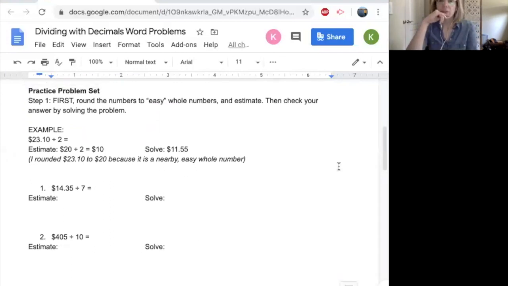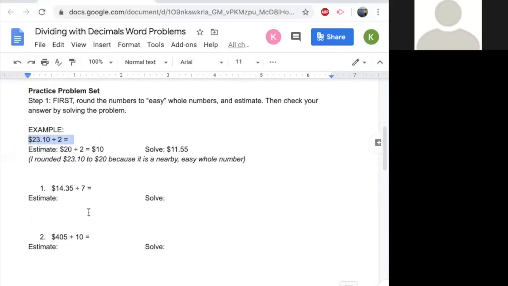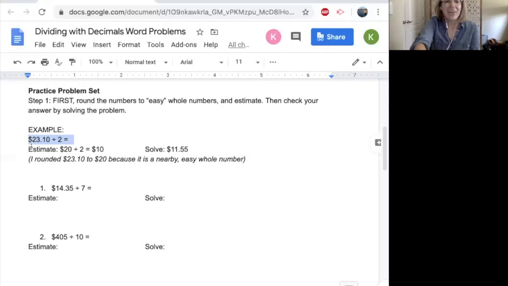Step one. First, we're going to round to easy whole numbers and then estimate, and then check our answer by solving the problem. Chips, will you please read this problem out loud that I highlighted in blue? $23.10 divided by 2 equals. Very good. All right, and we have this dollar sign. So we could say this as $23.10. Will you say it like that too, please?